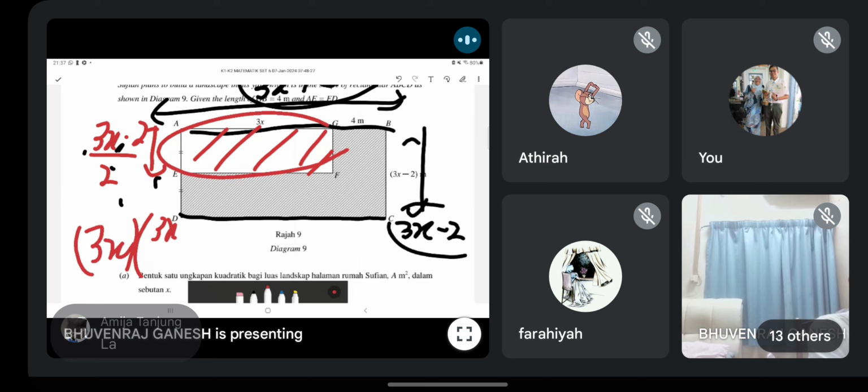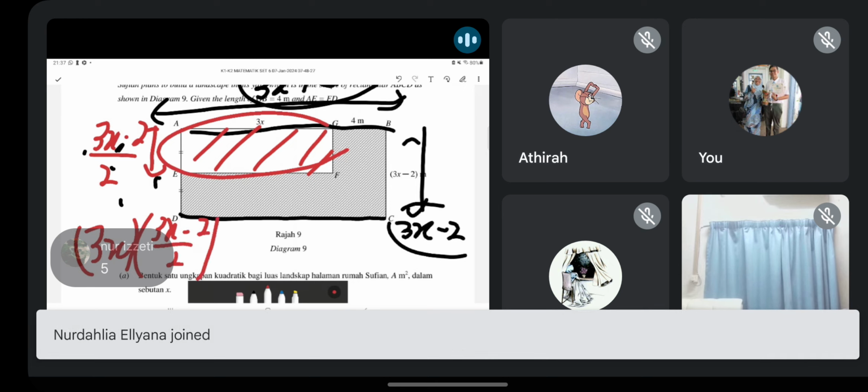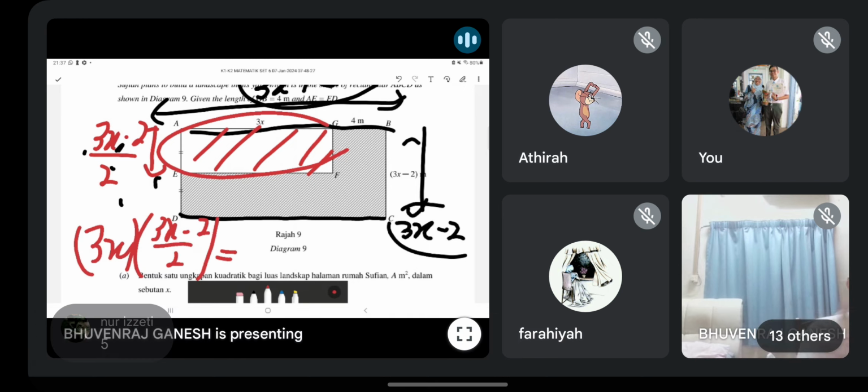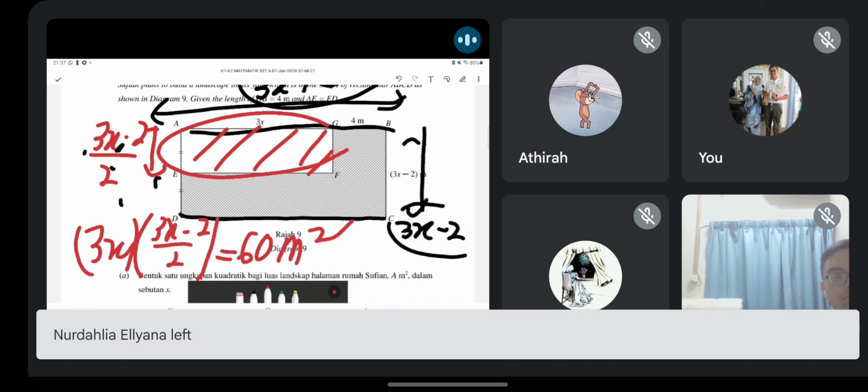Okay, kalau kamu solve, you selesaikan, you should get... Kamu boleh ganti x sama dengan 4. Okay, you can substitute x is 4, because kamu dah cari nilai 4. So, you should get the area is 60 meter square untuk yang tak berlorek.